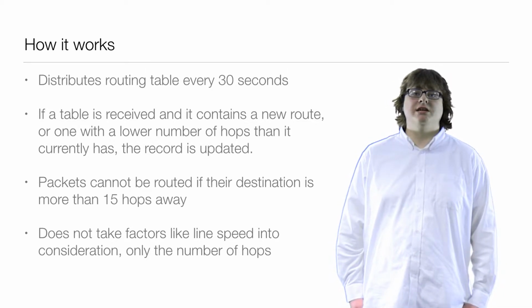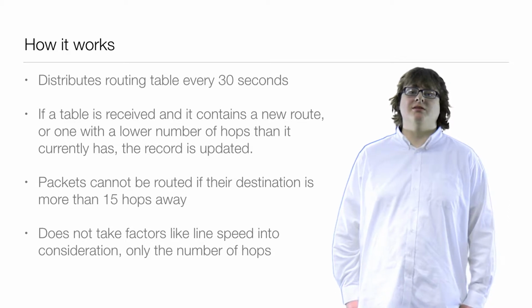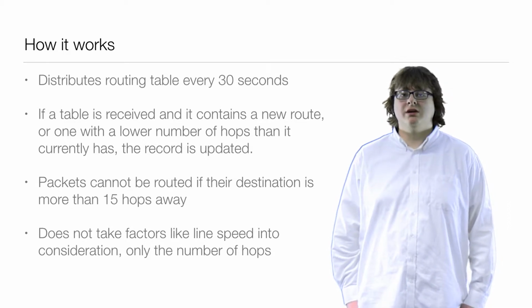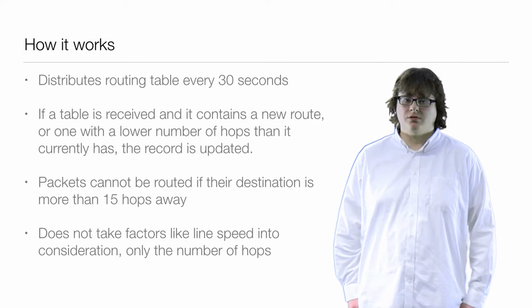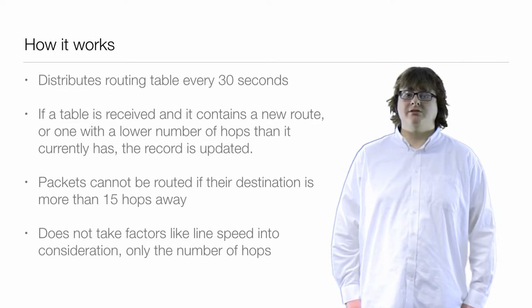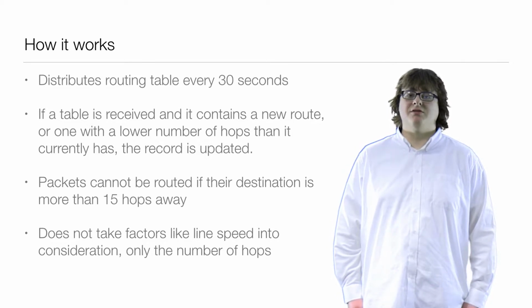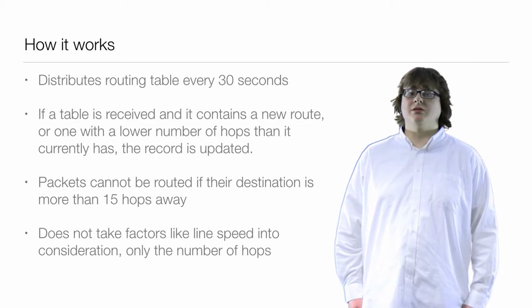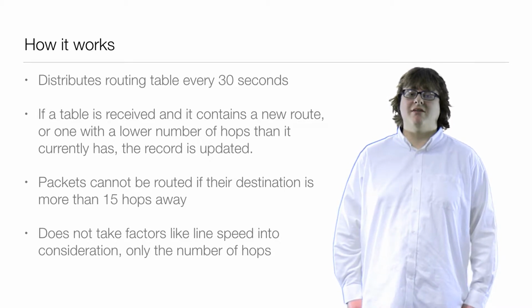Every 30 seconds, each router distributes its routing table to its neighbours. When a router gets this information, it checks each record to see if it should add it to its own routing table. RIP is rarely used in modern networks because it only supports a maximum of 15 hops. And even in small networks, it can take a long time for changes to be reported to every router.